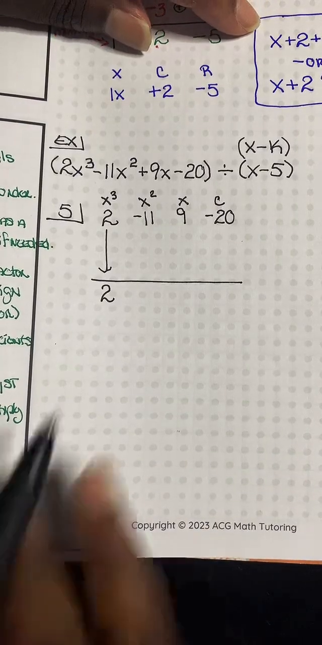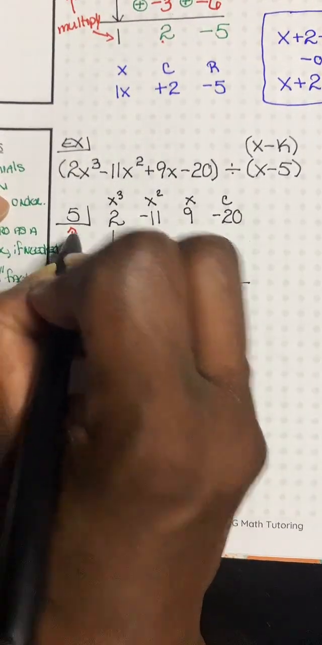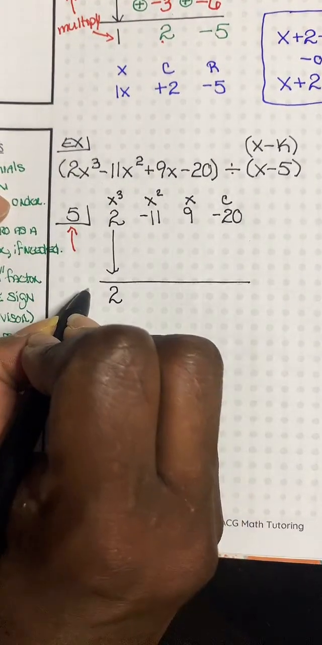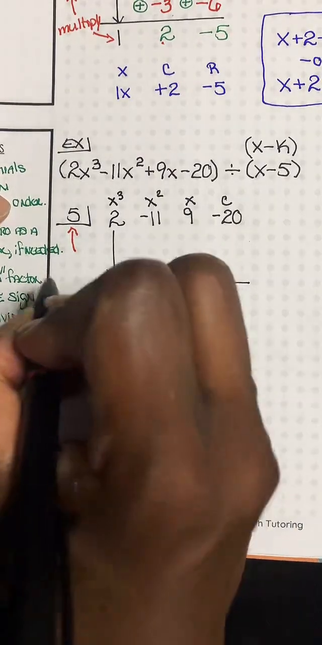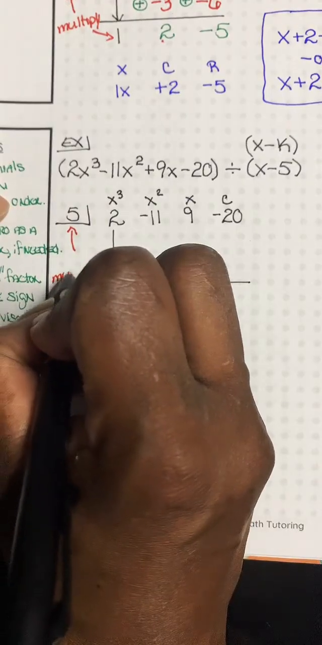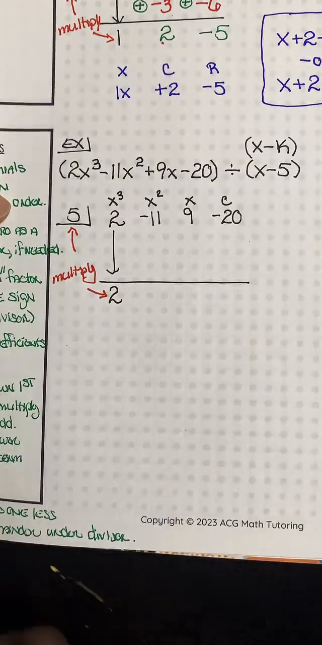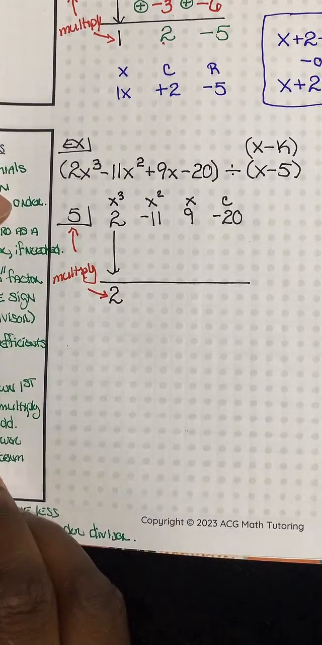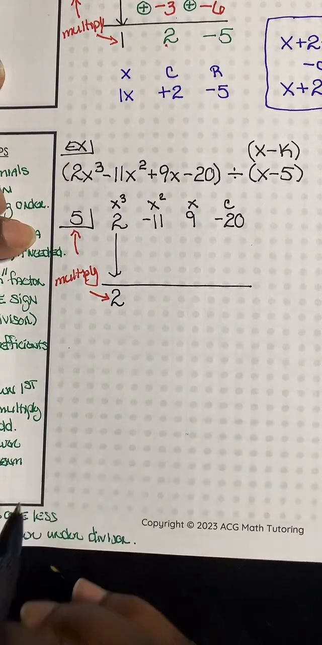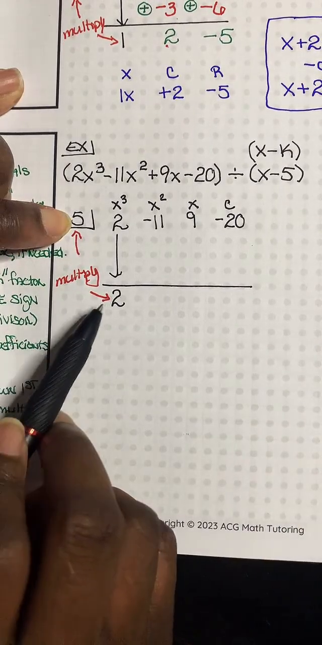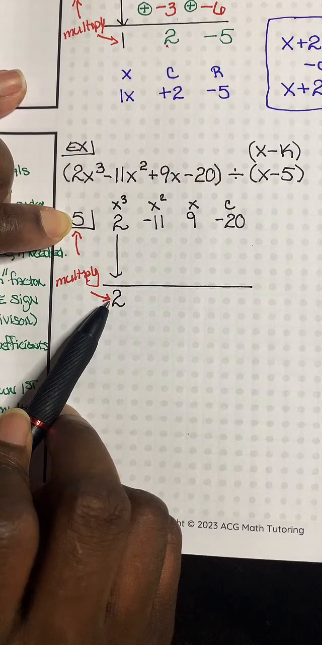So, what we do now, you see that 5 that we have with our divisor and that 2 that we have down here to represent the first term? Well, we're going to multiply those two. Not to insult your intelligence, but here we go. We're going to do 5 times 2. 5 times 2 gives me what?